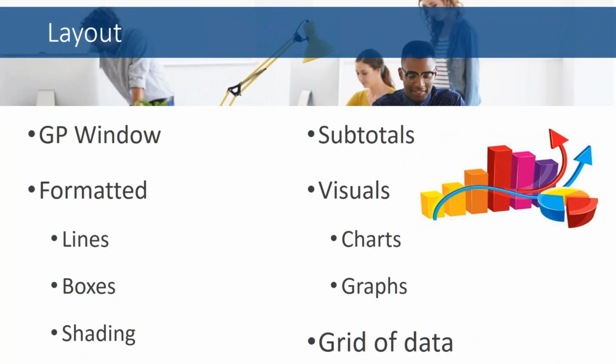And then the last area as far as layout would be just a grid of data. And for many of you that probably use SmartList, you know what a grid of data looks like. If you use Excel, for the most part, you know what a grid of data looks like. So if that's what we're looking for, then we just need to consider that as one of our decision factors as far as layout goes.